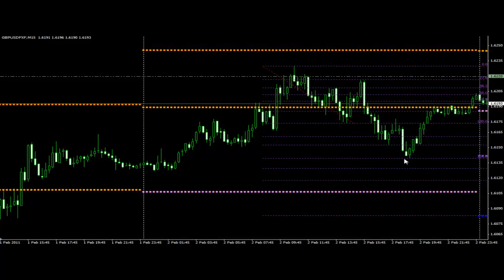Okay, and here is our extension. So just use your 1.27, 1.618 extensions on your fibs, and you'll arrive at that low also.